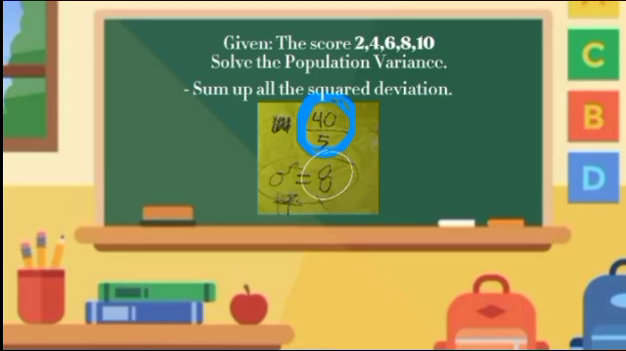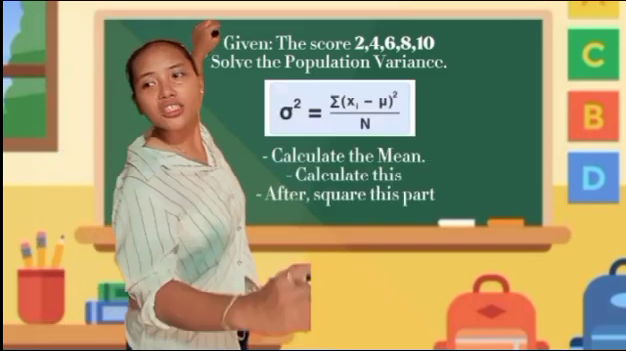So our population variance is 8. Alright, now we're done solving and getting the results of our data. The result of our population variance, given the scores 2, 4, 6, 8, 10, should be 8. Very good.